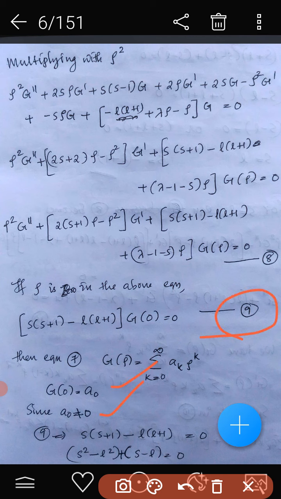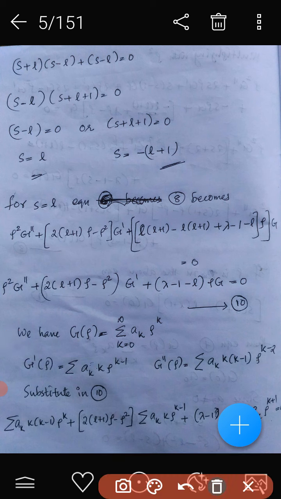Then equation number 9 becomes s into s plus 1 minus l into l plus 1 into g of 0 is equal to 0. So this g of 0 is not equal to 0 because it is equal to a0. Then s into s plus 1 minus l into l plus 1 is equal to 0, that is s square minus l square plus s minus l is equal to 0. And I'm just rearranging all these things. Then we get this equation: s minus l into s plus l plus 1 is equal to 0. Here s minus l is equal to 0, then s equal to l. If s plus l plus 1 is equal to 0, then s equal to minus l plus 1.